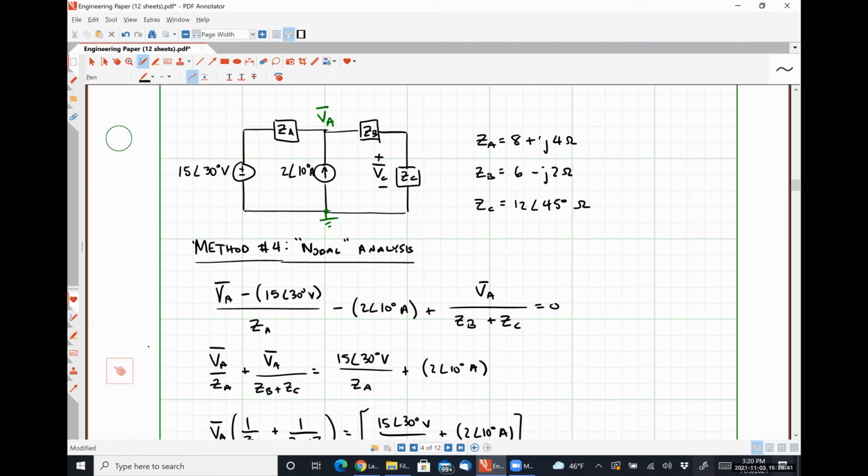Any other questions? Do you guys want to look at this circuit anymore? Do you want to do something else, or do you want to get to the lab? Lab. All right.